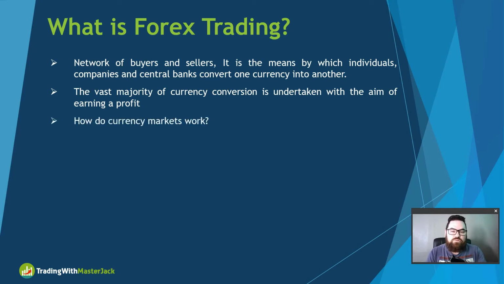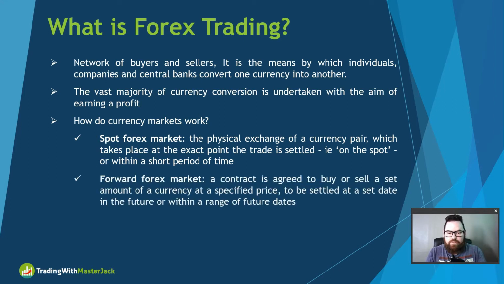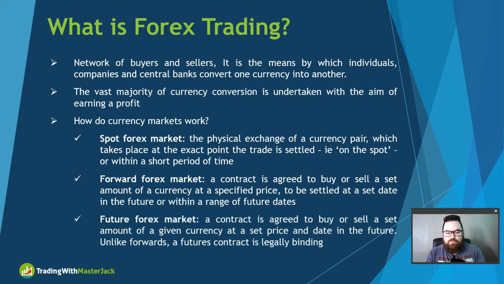Now, how do currency markets work? Well, you get the spot Forex market, which is the physical exchange of a currency, which takes place at the exact point the trade is settled, namely on the spot, or within a very short period of time. There's the forward Forex market. A contract is agreed to buy or sell a set amount of currency at a specified price to be settled at a set date in the future or within a range of future dates. There's the future Forex market, which is a contract where you agree to buy or sell a set amount of a given currency at a set price and date in the future. Unlike forwards, a future contract is legally binding.